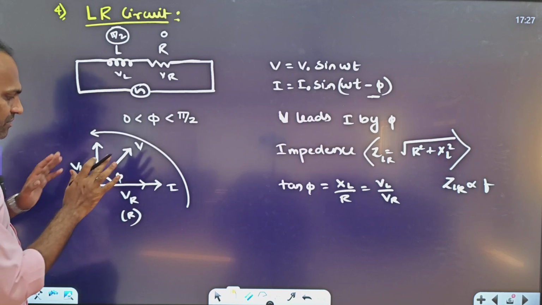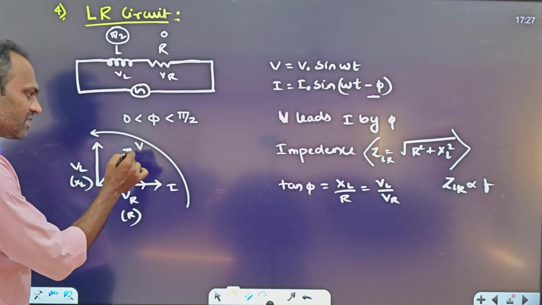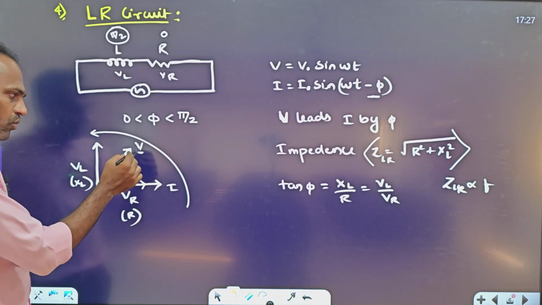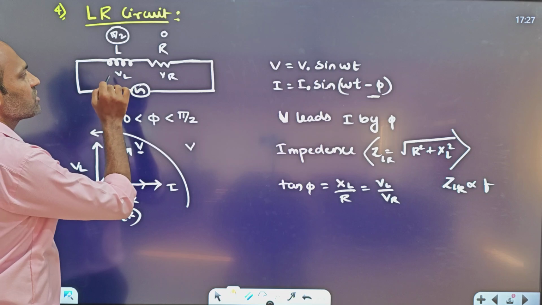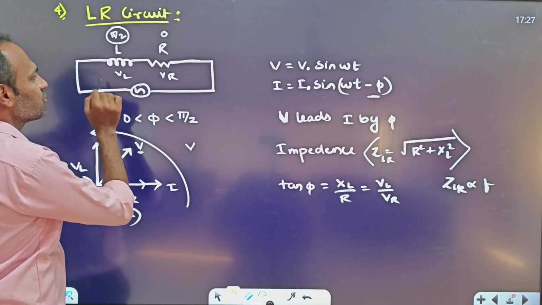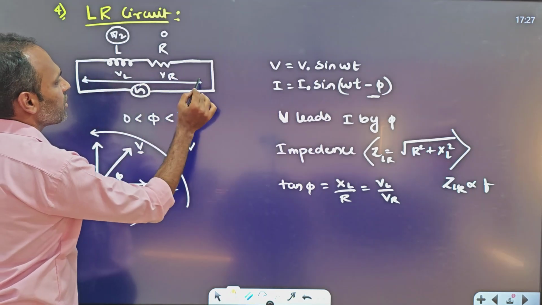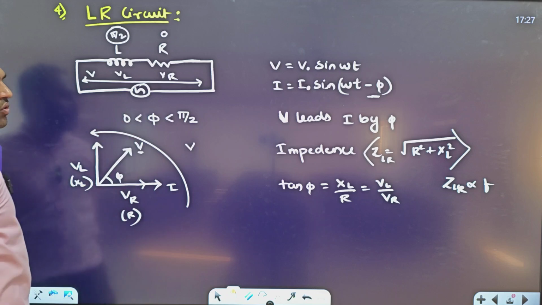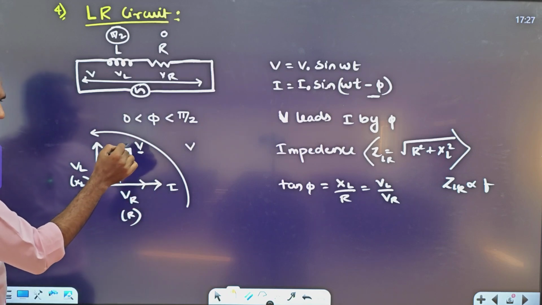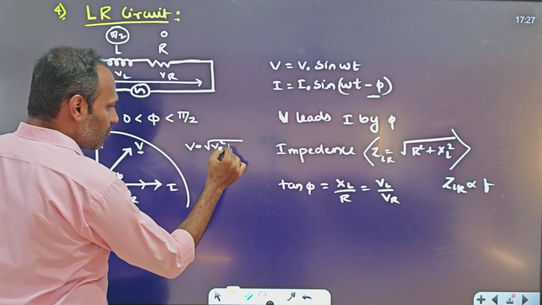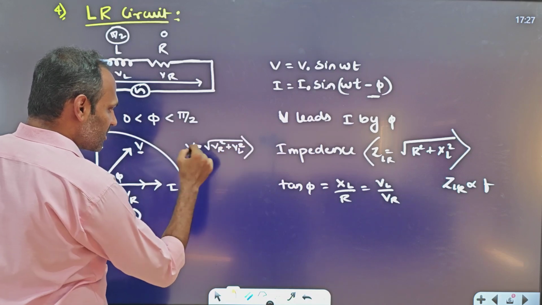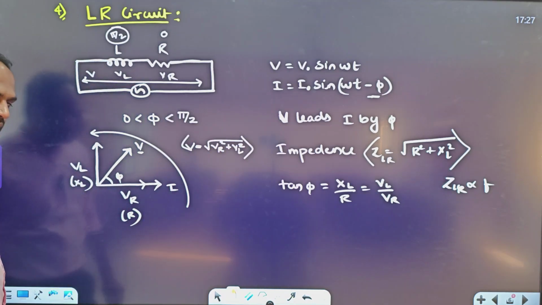Right? See, here I have shown the resultant voltage. This is the resultant voltage. That is, voltage across inductor is VL, voltage across resistor is VR, and voltage across this whole series combination is V. That is what we have shown here, and that will be equal to root of VR square plus VL square. This is so because VR and VL are perpendicular.